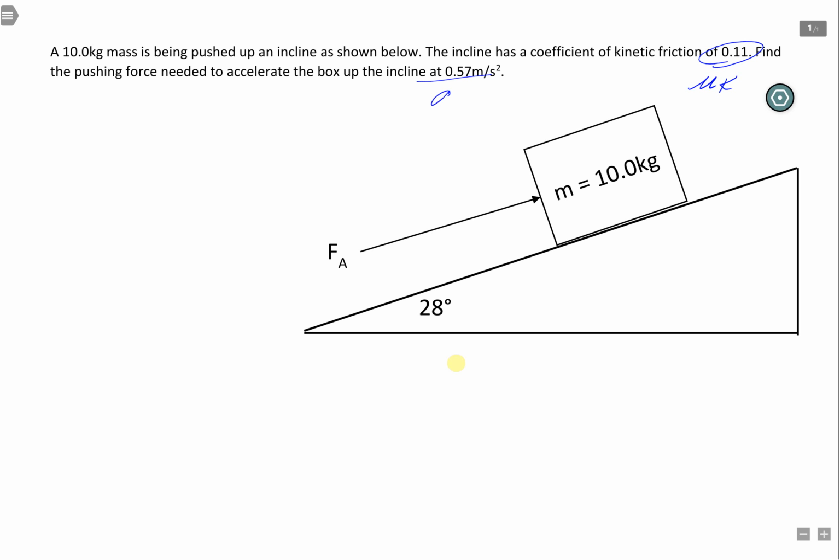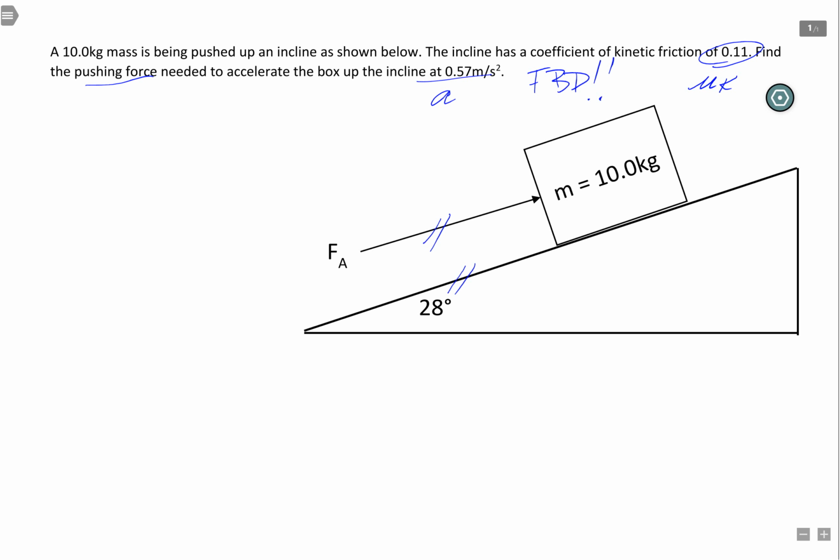Here we have the acceleration up the incline. The pushing force in our diagram is denoted as Fa, and here we're making the assumption that this is parallel with the incline itself. First thing first, draw your free body diagram. Always draw your free body diagram.